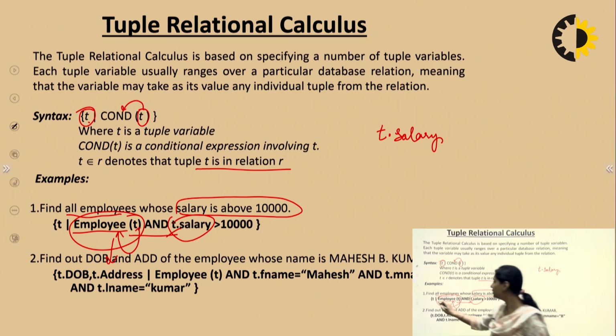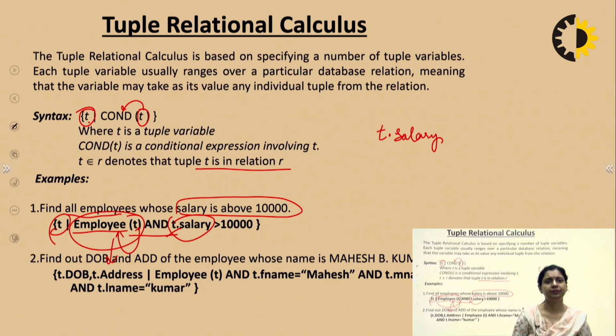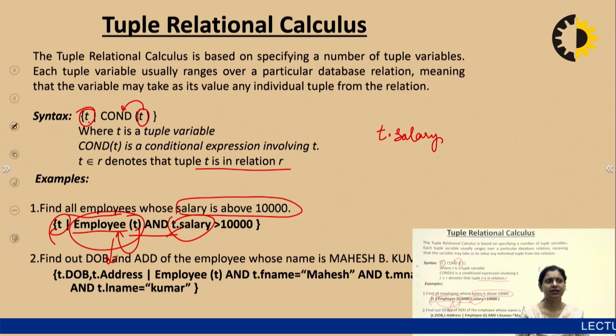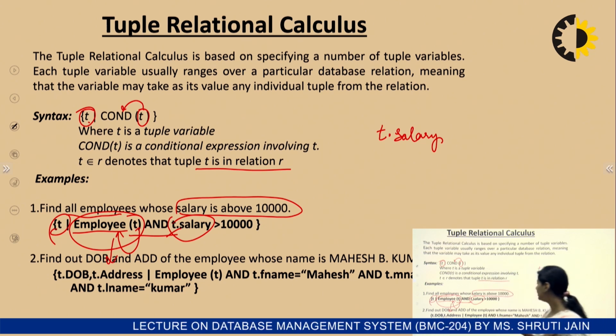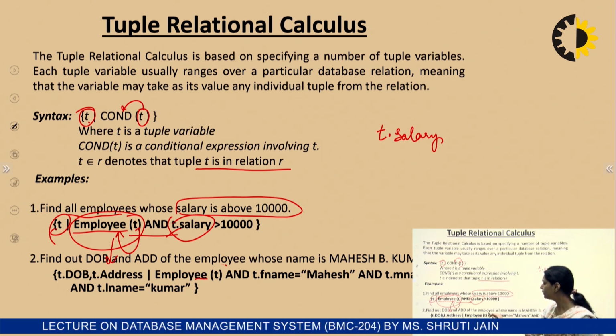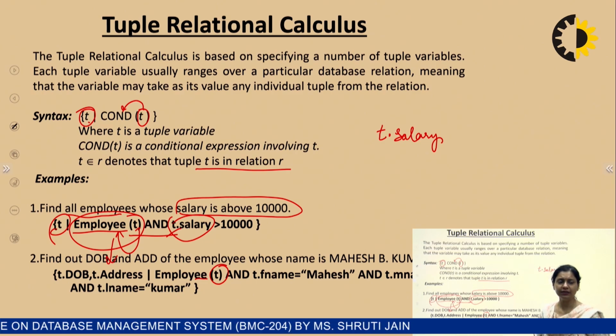in this particular example. But in the second example, they are specifically asking us to find out only the date of birth and address of the employee. So in order to identify only the date of birth and the address, we created, from the employee table, a tuple variable t.